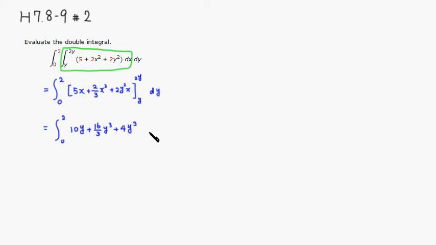Minus, plugging in y, it's 5y. And plugging in y here, it's 2/3 y cubed. Plugging in y there, plus 2y cubed. So we need to simplify this a bit, with respect to y here.